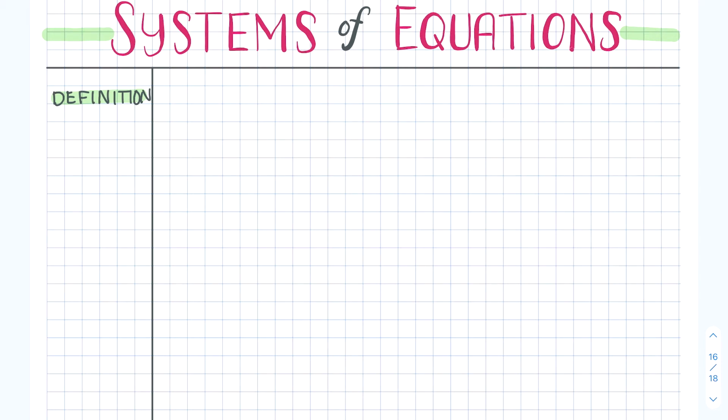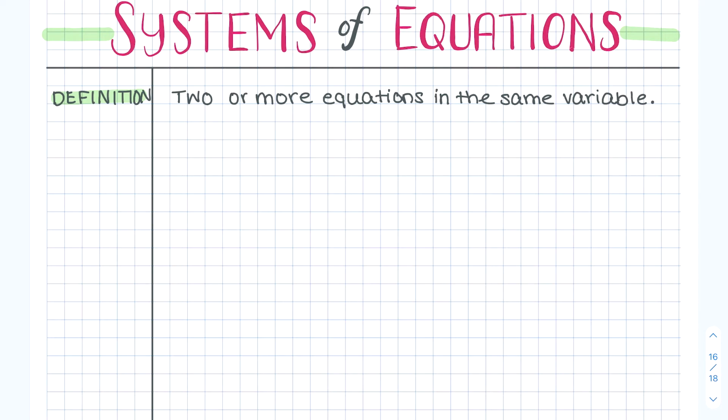All right, so the way that we're going to write our definition, we're going to say two or more, it could be more too sometimes because it gets crazy, two or more equations in the same variable. So both of the equations have to have the same variables, all right? They can't have different variables. So there we go.